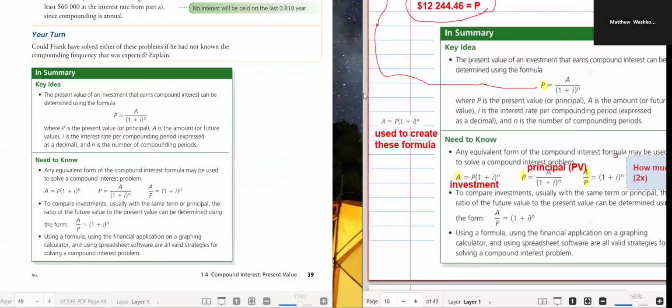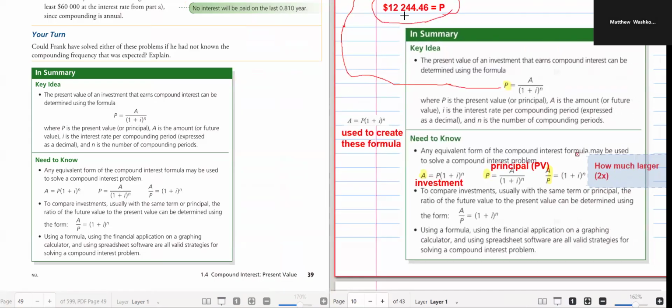So you have a bunch of different formulas here that you're going to use. Again, put a big box around it, make it stand out. This formula here, the right one, A divided by P, is to compare the investments, and it's looking at the ratio of the future value. Is it 2 times bigger? Is it 1.5 times bigger? Is it 10 times bigger?